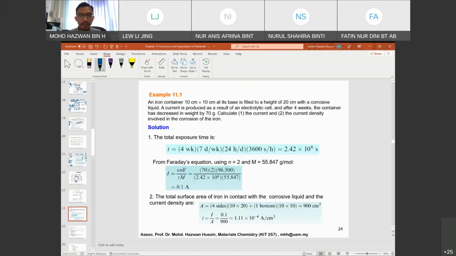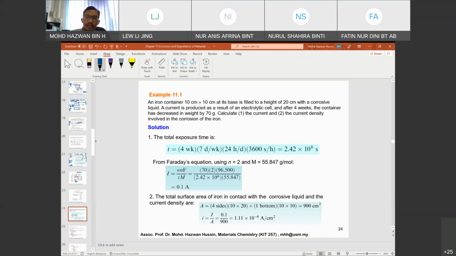Right. So last example, before we end. We have an iron container, 10 cm times 10 cm at the base, filled to a height of 20 centimeters with a corrosive liquid. A current is produced as a result of an electrolytic cell. After 4 weeks, the container has decreased in weight by 70 grams. One, calculate the current. Second, calculate the current density involved in the corrosion of iron.